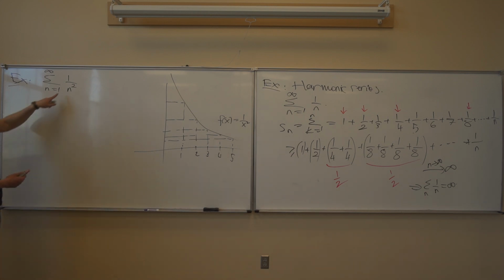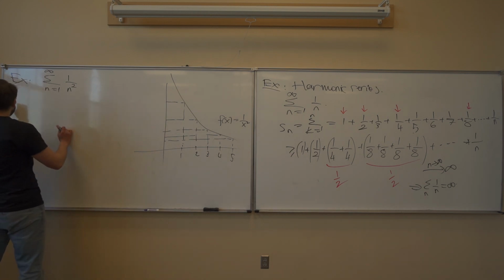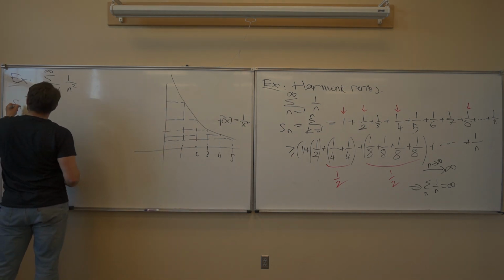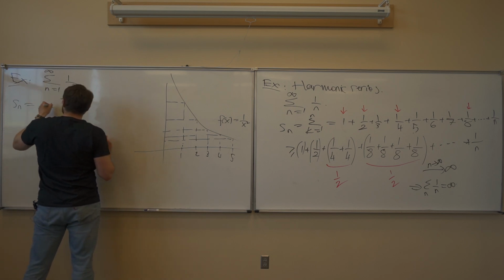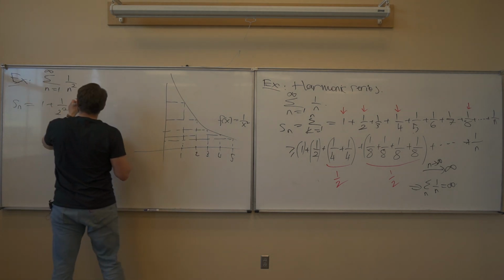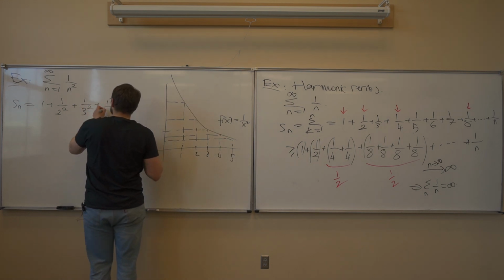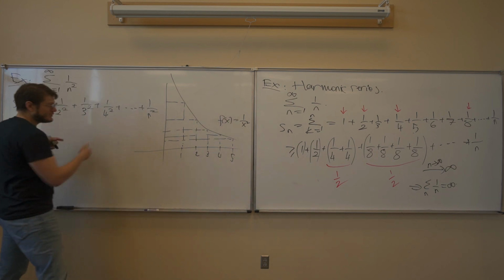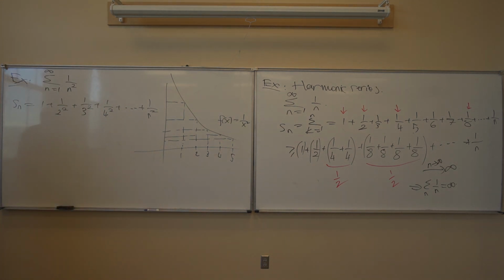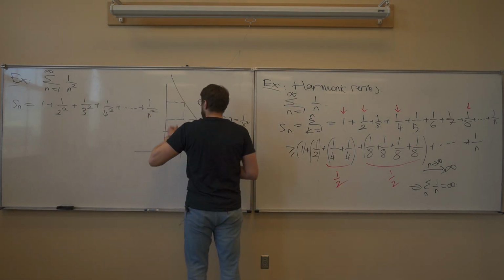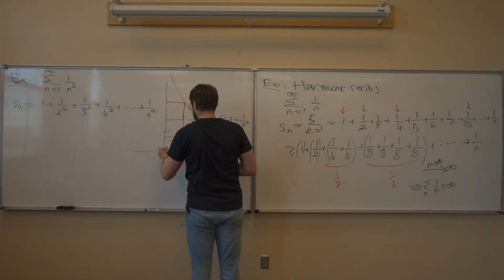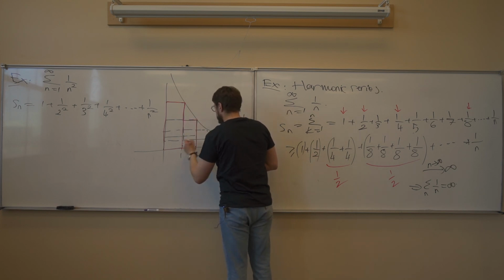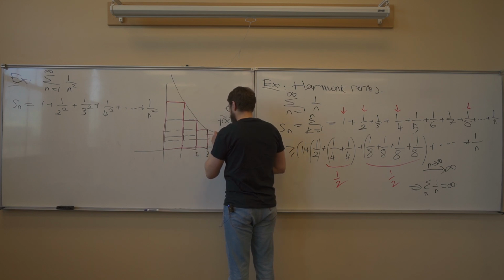Now note that this sum, let's just look at a partial sum, S sub n. So this is 1 plus 1/2 squared plus 1/3 squared plus 1/4 squared all the way up to 1/n squared. This sum is the area of finitely many rectangles in this picture. So it's this plus the area of this, and then the area of this, and then the area of this, and so on.